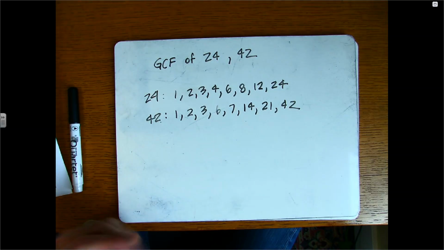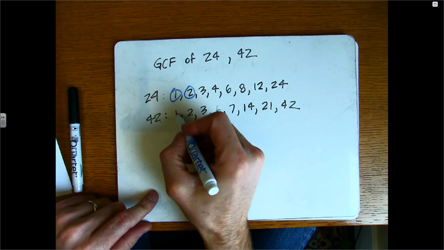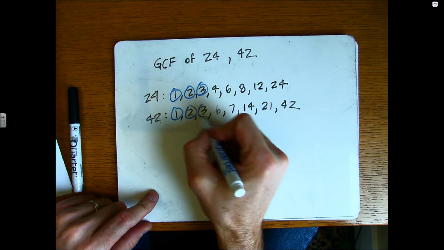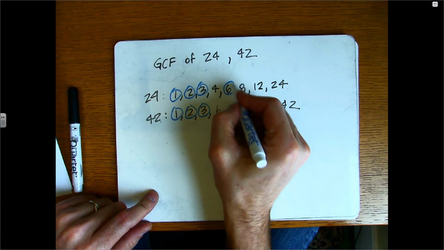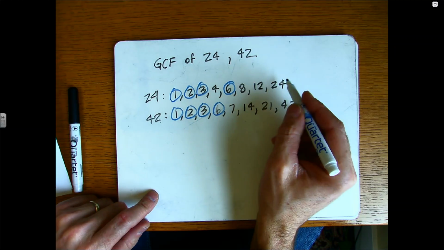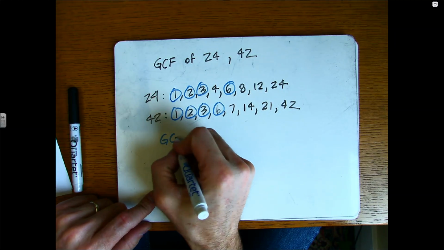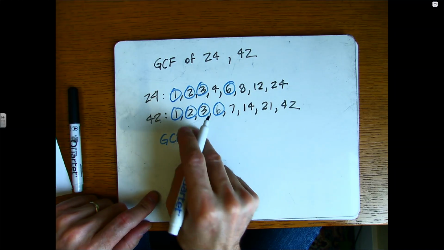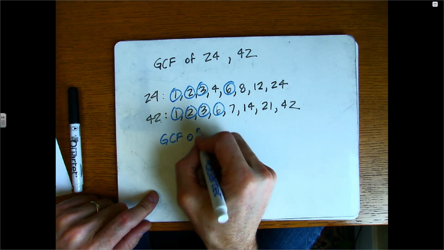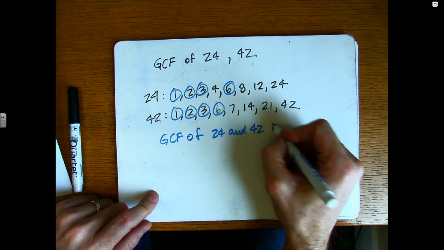Well, the greatest common factor, it looks like common factors are 1 and 1, 2 and 2, 3 and 3. 4 and 4, no. 6 and 6, yes. 8 is not in both. 7 is not in both. 12 and 24 are not in both. So the greatest common factor of 24 and 42 is 6.